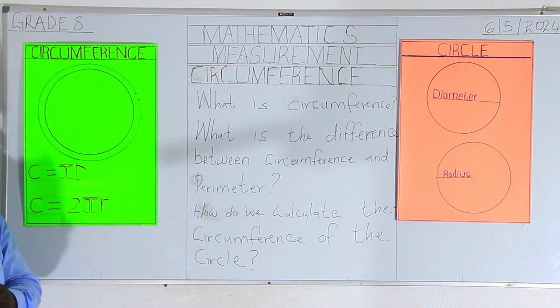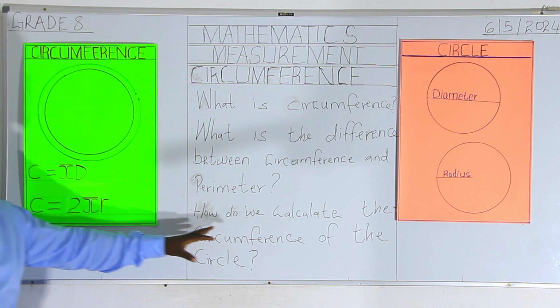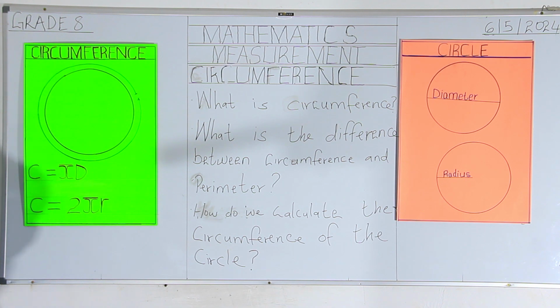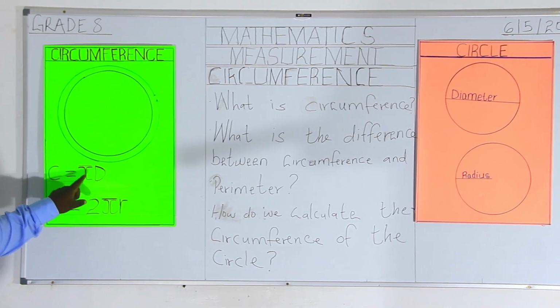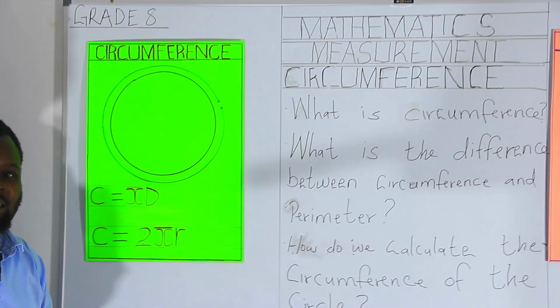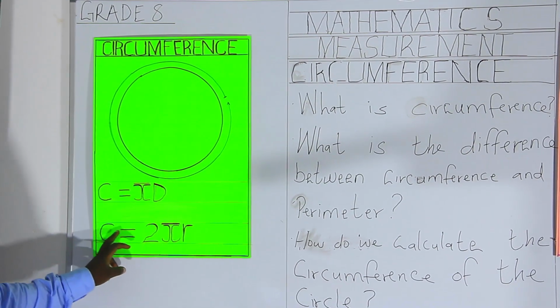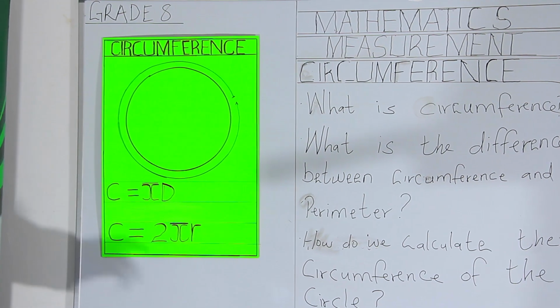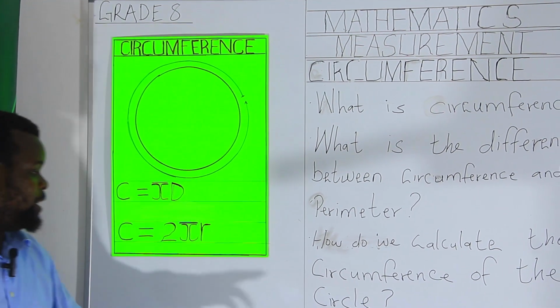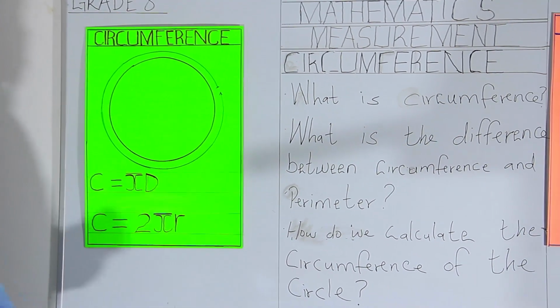The last question in our key inquiry questions: how do we calculate the circumference of the circle? We calculate the circumference of a circle by applying a formula. Circumference is equivalent to pi d, where the letter d represents the diameter. Circumference is also equivalent to 2 pi r, where r represents the radius.